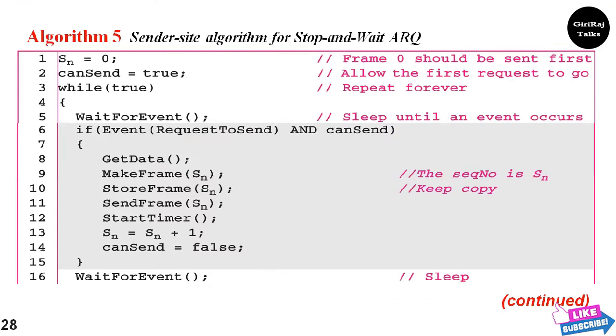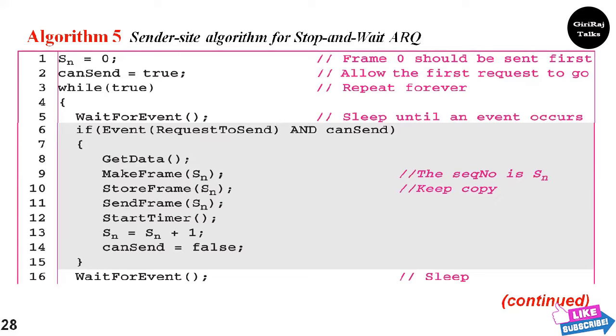Let us see the algorithm. Algorithm 5, the sender side algorithm for stop and wait ARQ. You just have a glance at the screen. You will understand easily. Let's see the analysis of this algorithm. We first notice the presence of SN, the sequence number of the next frame to be sent. This variable is initialized once in line 1, but it is incremented every time a frame is sent, in line 13, in preparation for the next frame. Since this is modulo 2 arithmetic, the sequence numbers are 0, 1, 0, 1 and so on.